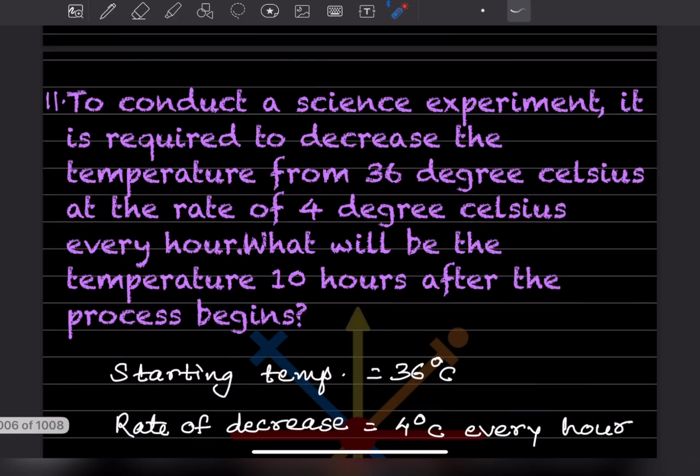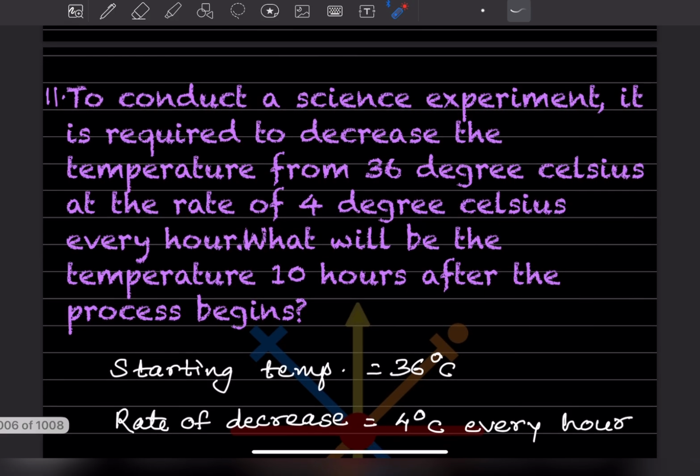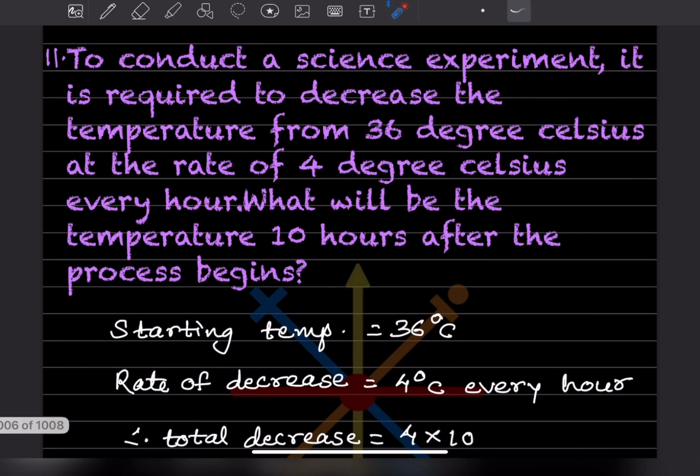To conduct a science experiment, it is required to decrease the temperature from 36 degrees Celsius at the rate of 4 degrees Celsius every hour. What will be the temperature 10 hours after the process begins? So what is the starting temperature given here? That is 36 degrees Celsius. And how much is the decrease? This is at the rate of 4 degrees, means it is every hour.